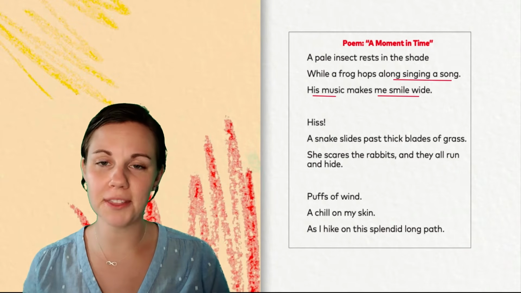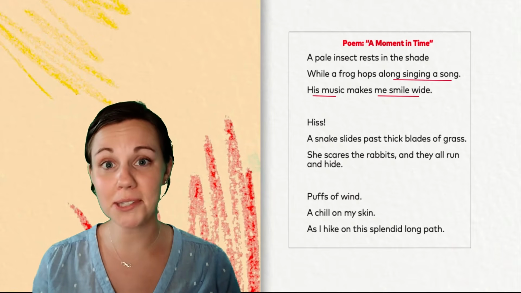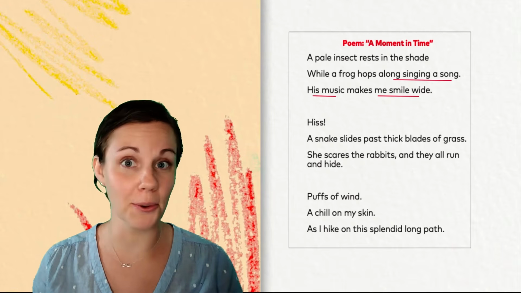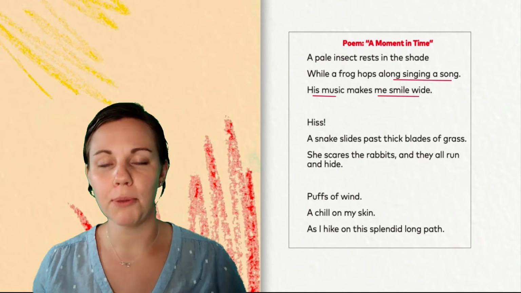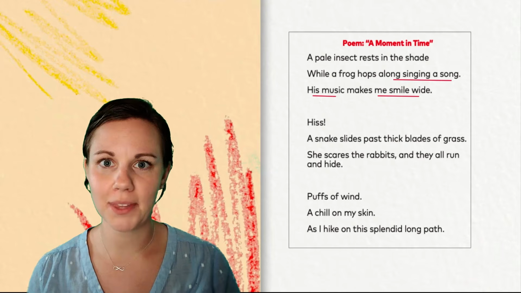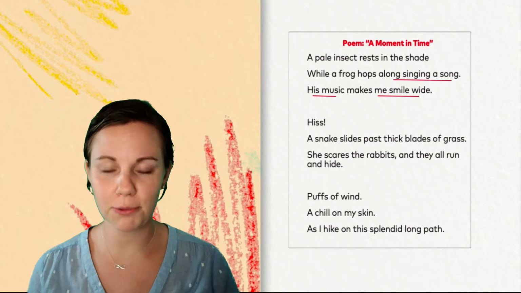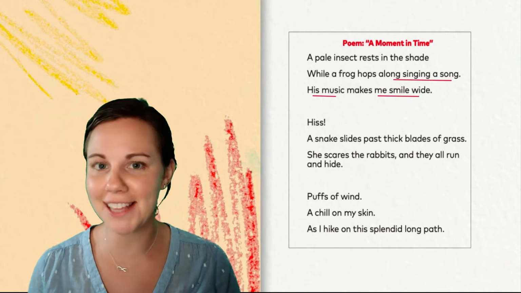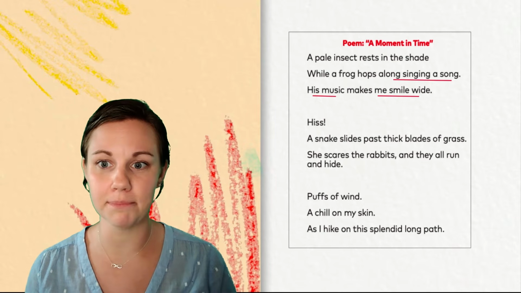Go ahead and share what this poem was about. It seems to be about a hiker going for a walk. Now we're going to read it again, but we're going to use our voice to match the meaning in the poem. Listen to how I use meaning and expression to read this poem to reflect the feeling that the author was trying to share. A moment in time.